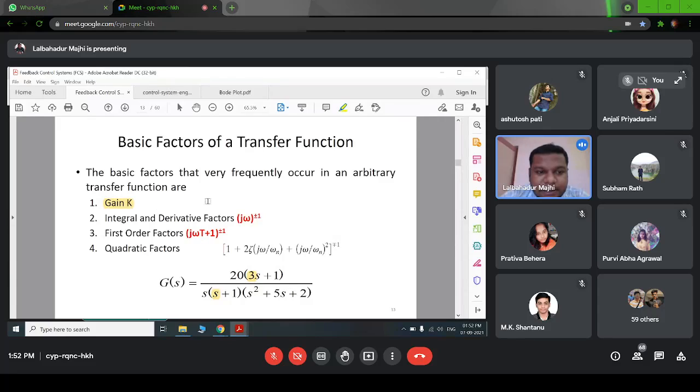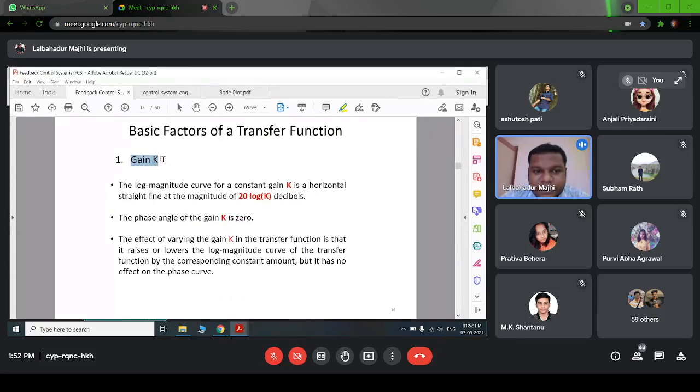So let's first see this with the system gain K. The log magnitude curve for the constant gain K is a horizontal straight line at the magnitude of 20 log K decibel, right? Because our magnitude will be plotted in decibel. So we have to do 20 log of K, so it will depend on the value of K.